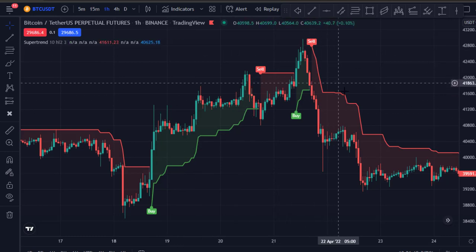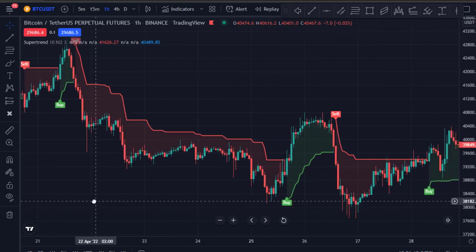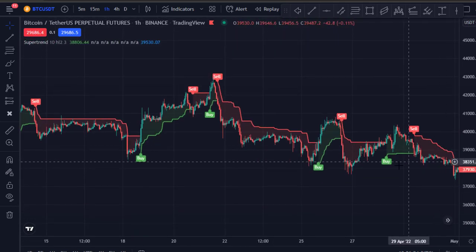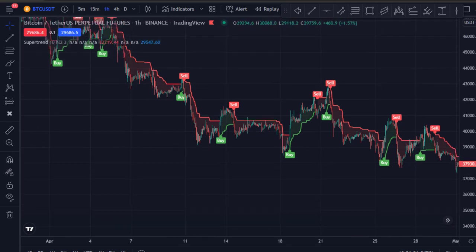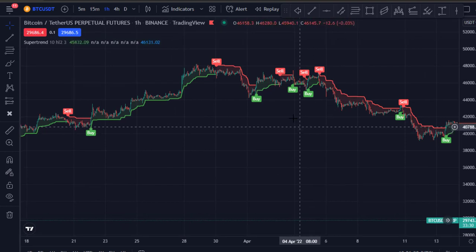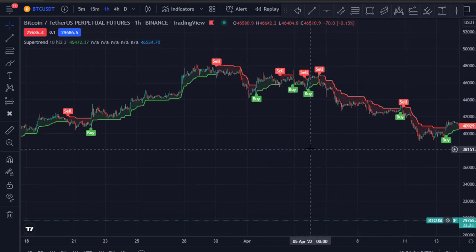But there is one big problem if you use the strategy this way. Because the Supertrend indicator is constantly giving out signals non-stop. So when you are using this indicator, there is no time when you don't take any positions. You are forced to take either a buy or sell position. There are no stops. So this can be a huge problem.